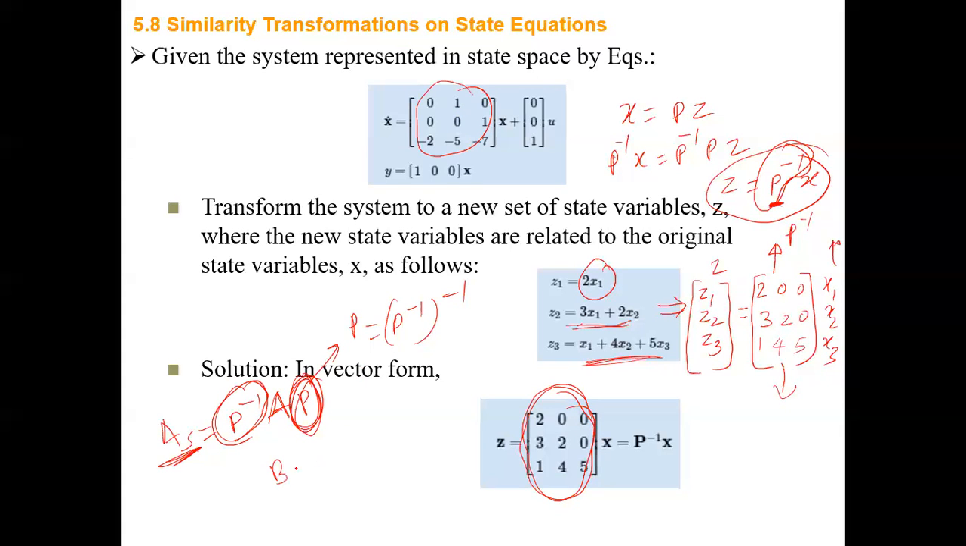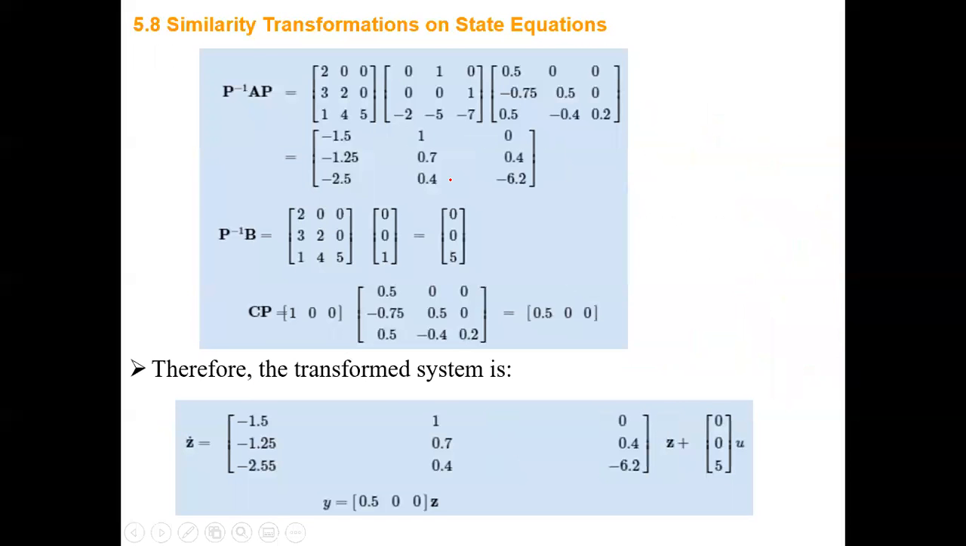Similarly, you have to find BS, right? How do you find BS? P inverse B. This is your B, multiplied by P inverse, which is this guy. That's how you find BS. Similarly, CS. CS is C times P. This is C. Here you will find P, right? Then do C times P, which gives you CS. So that's how you do it. If you do that, you'll get all these things. Okay, then finally you get this.